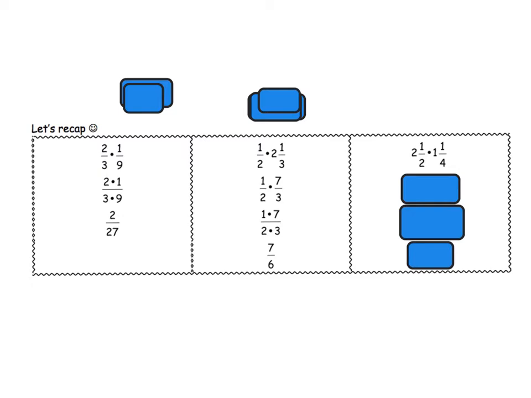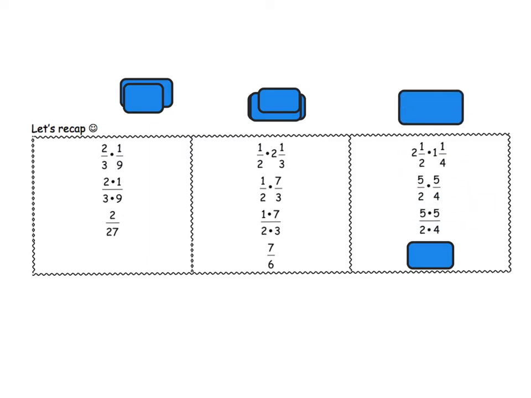So, converting 2 1/2 and 1 1/4 into improper fractions, we get 5 over 2 and 5 over 4. We're multiplying these together, so first you multiply the numerators and then the denominators. Then we get 5 times 5 over 2 times 4, which gives us 25 over 8. Also note that 2 over 27, 7 over 6, and 25 over 8 have no common factors in their fractions, so all these fractions are in their simplest form.